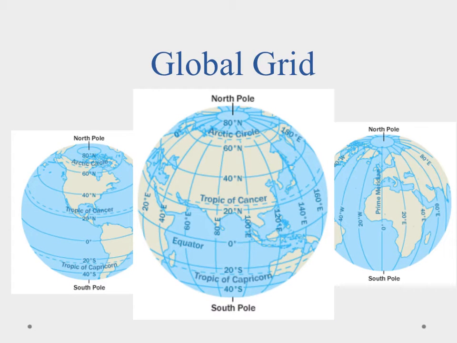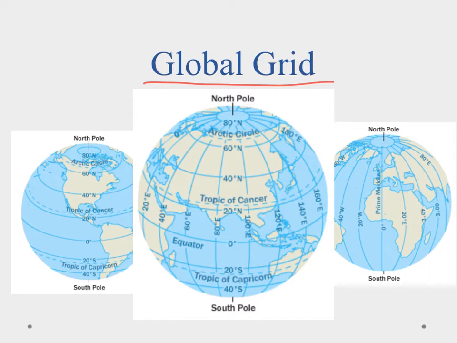Okay, so the first thing we're going to talk about is the global grid and what that is. What the global grid allows us to do is find any place on Earth and define that place and provide the location for it, so that every place on the Earth is going to be unique. In order to do this, because the surface of the Earth is two-dimensional per se, we have to have two different things that we'll use. Those two things are going to be latitude and longitude.